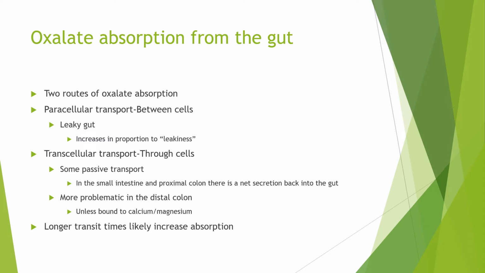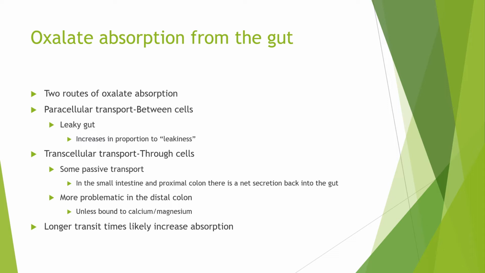There's also transcellular transport, and this is oxalate absorption through the cells. This doesn't really have much to do with leaky gut. Some of this is passive transport. In the small intestine and the proximal colon, there is net secretion back into the gut. So while in the small intestine and proximal colon you can have some passive transport of oxalate from the gut into the blood, you have these transporters taking as much oxalate as they can from the blood and pumping it back into the gut. So overall, you're not going to see oxalate absorption. You're going to see net secretion, or loss of oxalate from the blood.